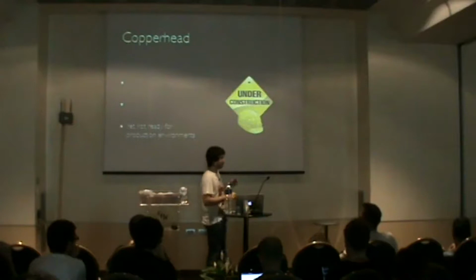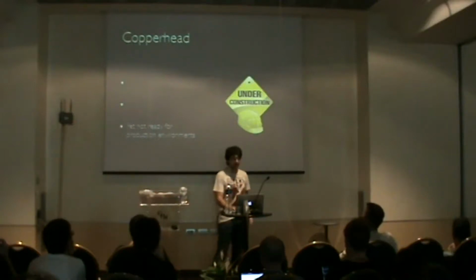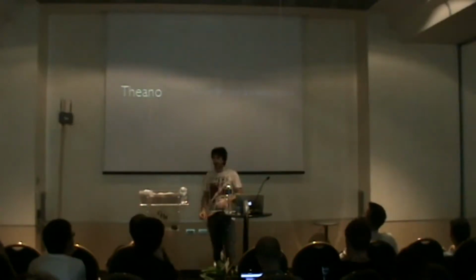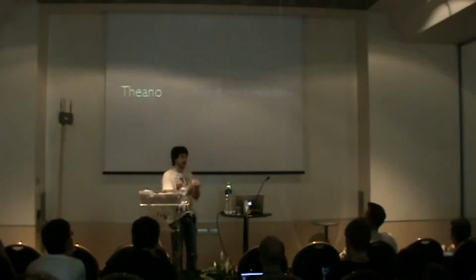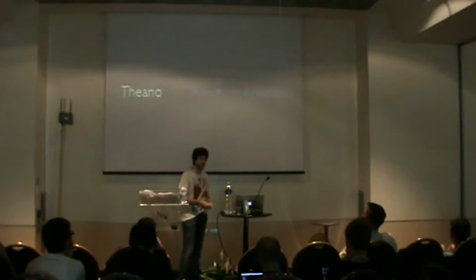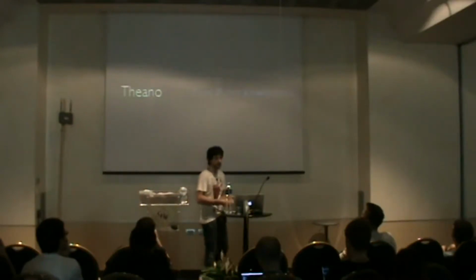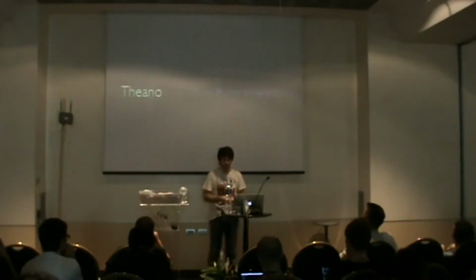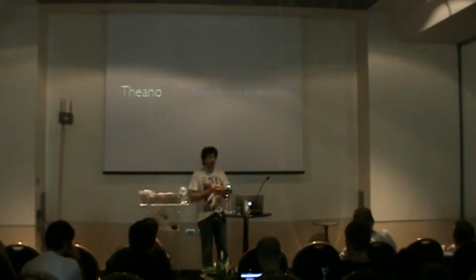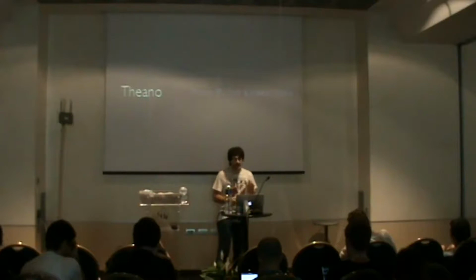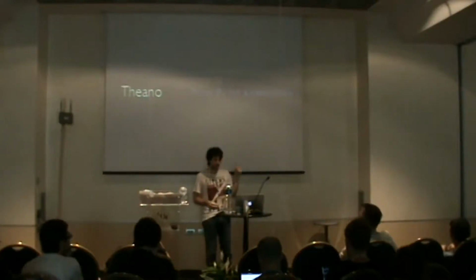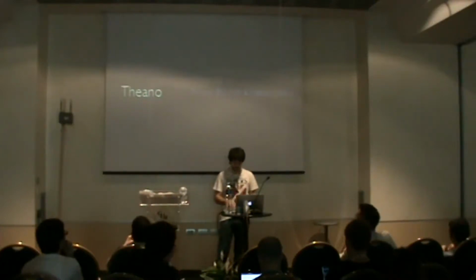The second library that I want to show you is Theano. Theano is a library that lets you define mathematical expressions, and it compiles them to achieve some speedup. It offers transparent GPU computing. But let's see how this library works before seeing the details.